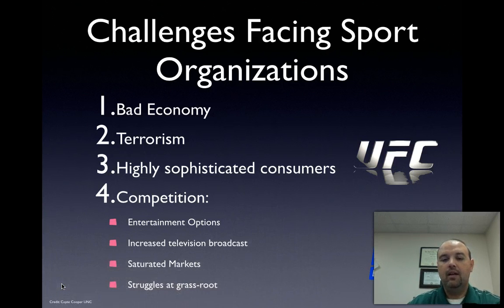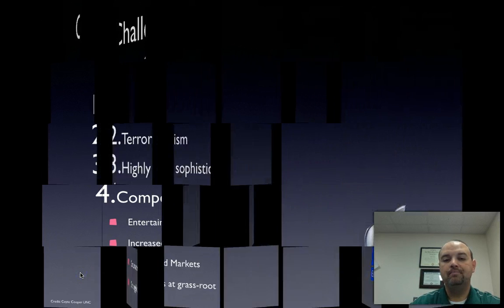And then to some level there are some struggles at grassroots. This concussion issue is going to hurt the NFL eventually. Not as many youths are playing football, so there are some issues, and just the overall way grassroots sports are run in this country.